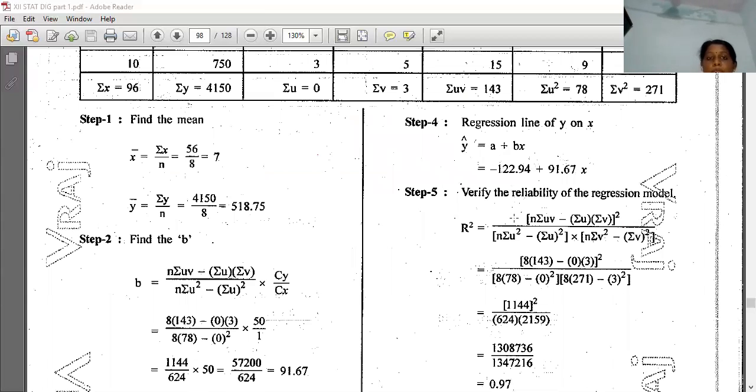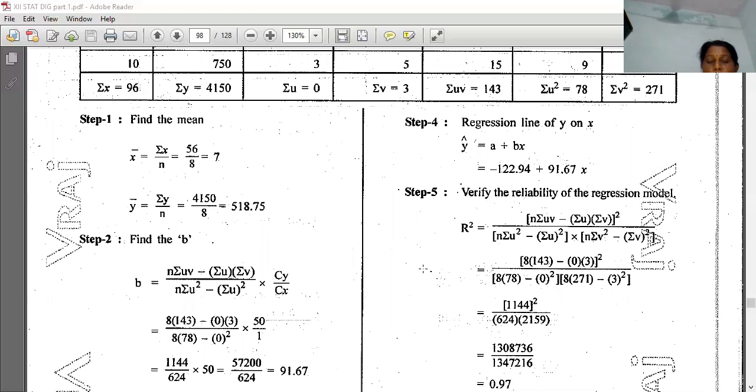Then we go for the fifth step, that is the regression model. Okay, the r square is n sigma uv minus sigma u into sigma v the whole square, or else you can write these formulas and the whole square, meaning from here to here, the entire numerator over denominator, put a bracket around it and take its square. Okay, or else you can find one more thing, simply write the formula of r.